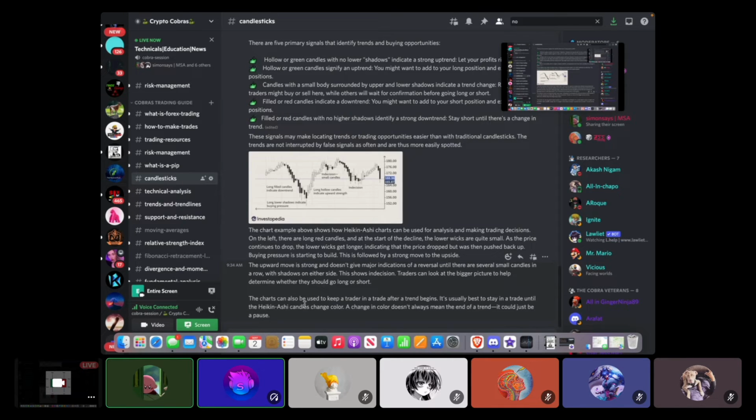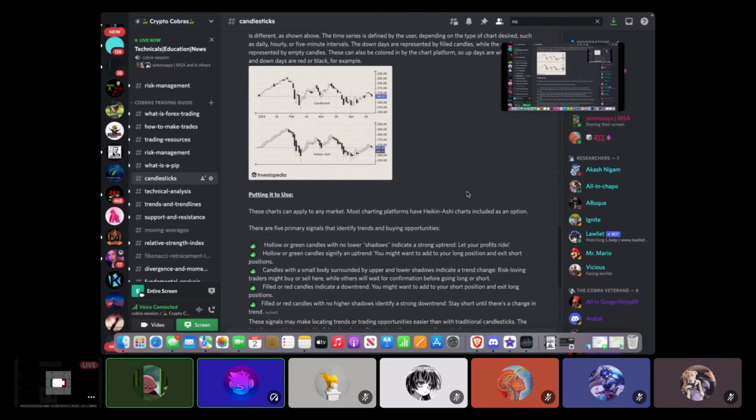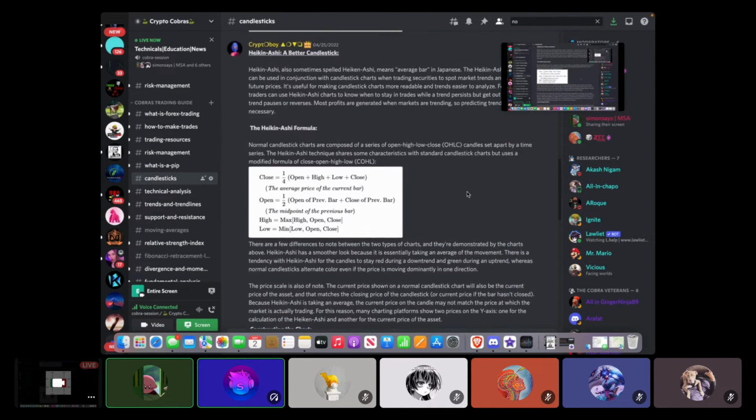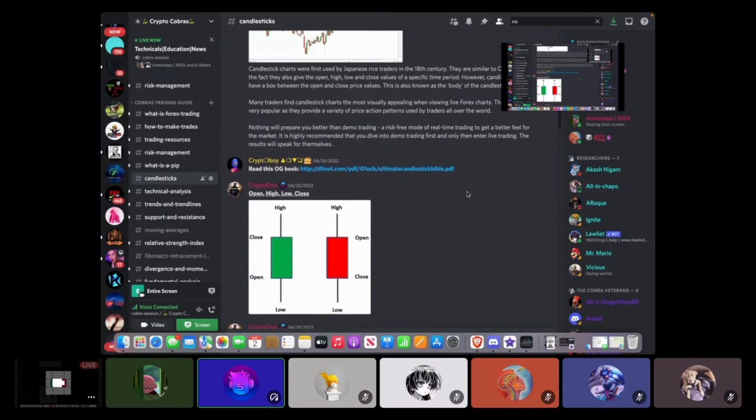These charts can also be used to help keep a trader in a trade after the trend begins. It's usually best to stay in a trade until the Heikin-Ashi changes color. A change in color doesn't always mean the end of a trend. It could just mean a pause, as we were looking at with some of those dojis. And that's a great video. That's a great wrap up of candlesticks.